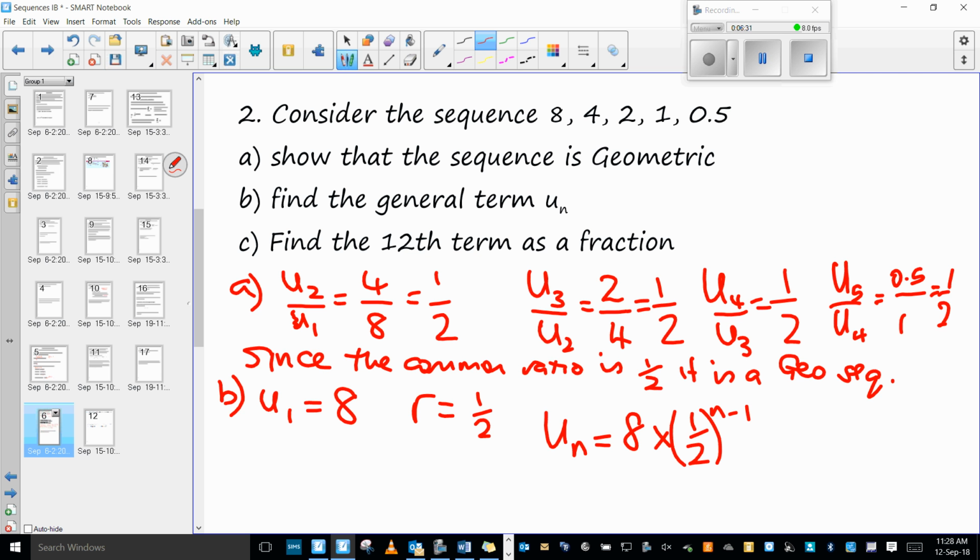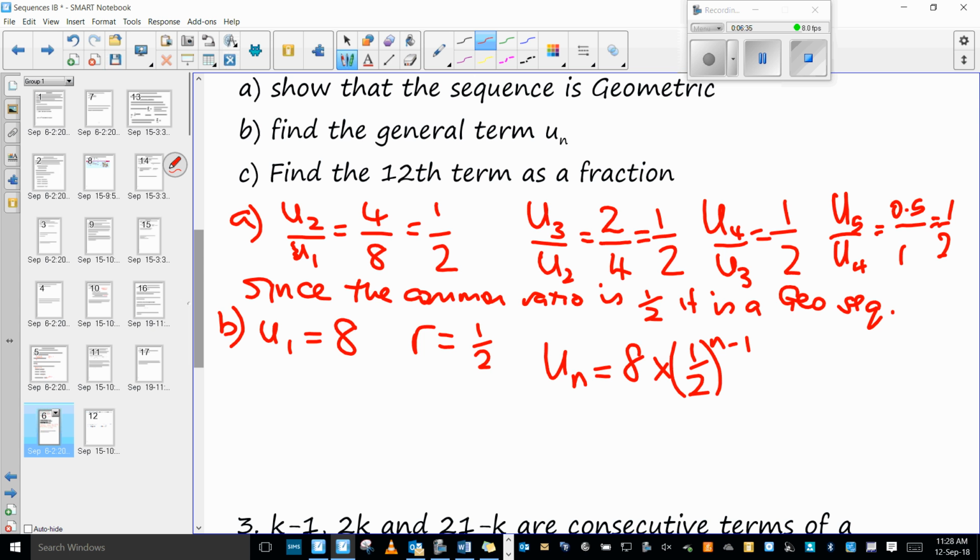And part C says we need to find the 12th term, but they specify that we need to leave it as a fraction. So part C, they're telling us to find the 12th term, so we've got U12 is equal to 8 multiplied by 1/2 to the power of 12 minus 1.